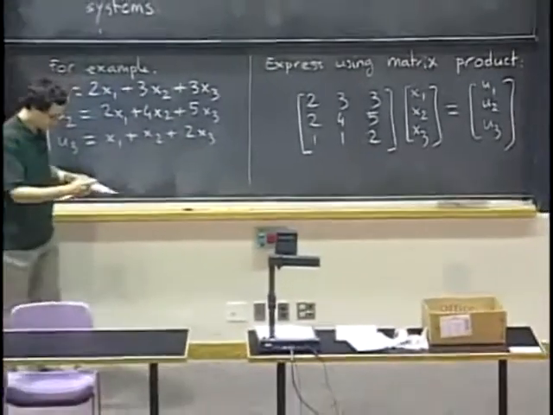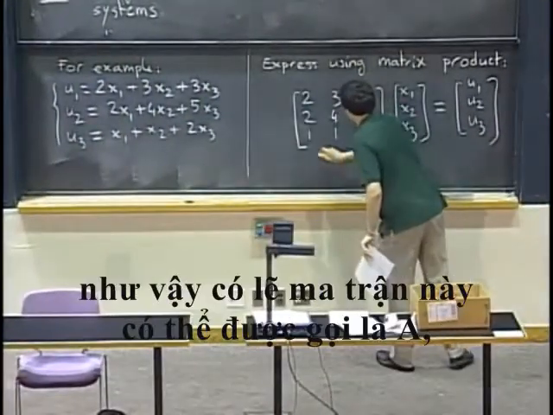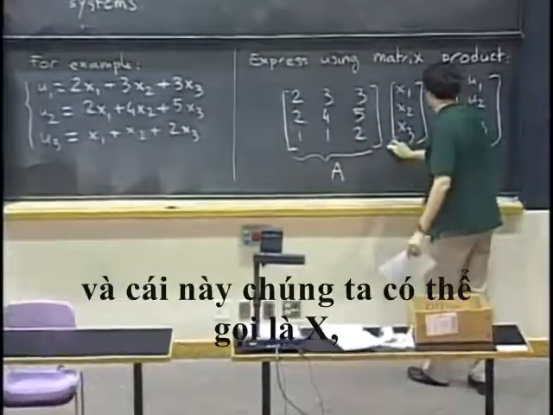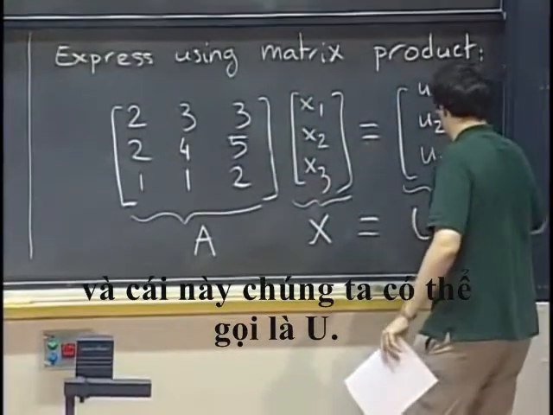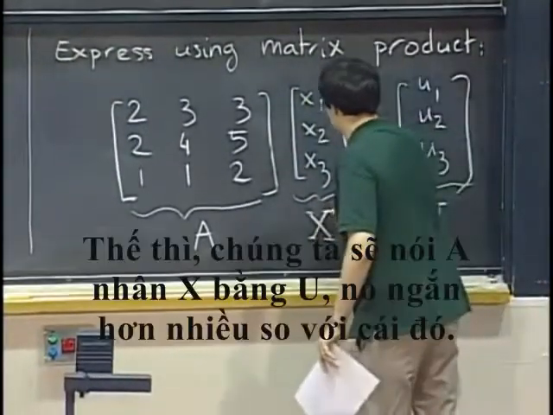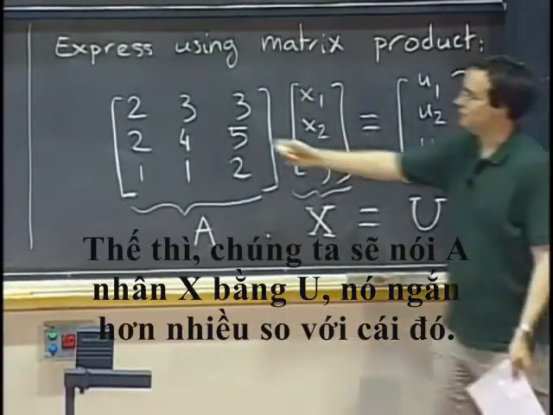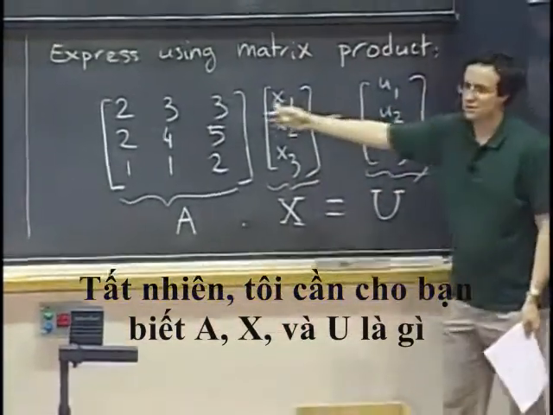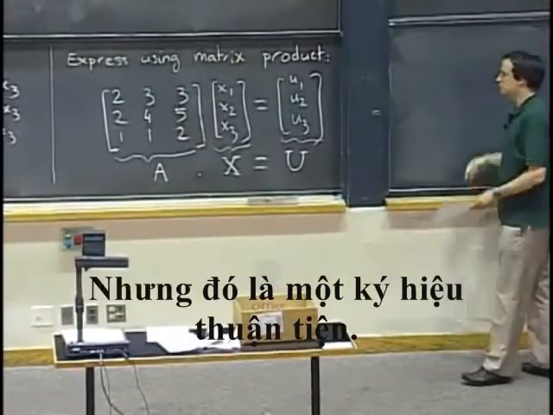Well, what it means is really that we'll take exactly these quantities. But let me just say that more symbolically. Maybe this matrix we could call A, and this we could call X, and this we could call capital U. Then we'll say A times X equals U, which is a lot shorter than that. Of course, I need to tell you what A, X, and U are in terms of their entries for you to get the formula. But it's convenient notation.